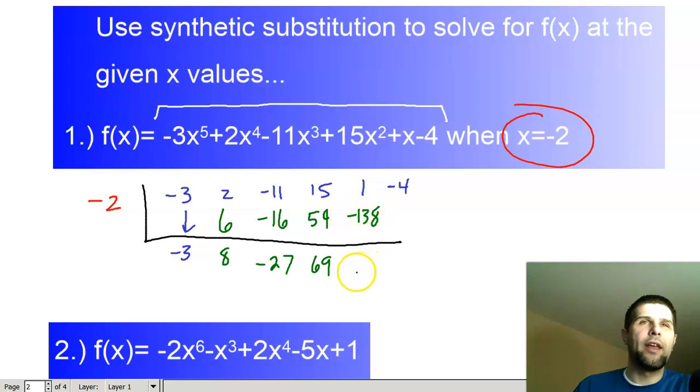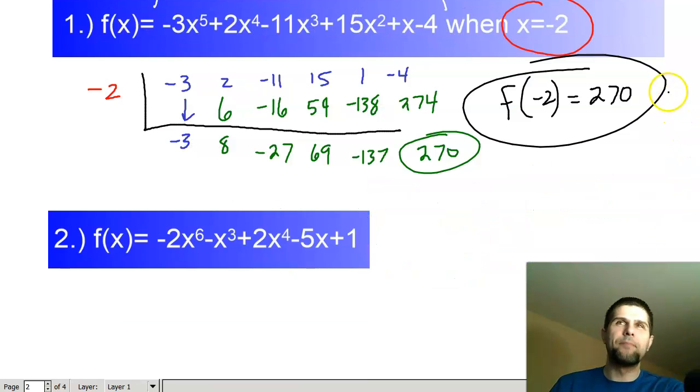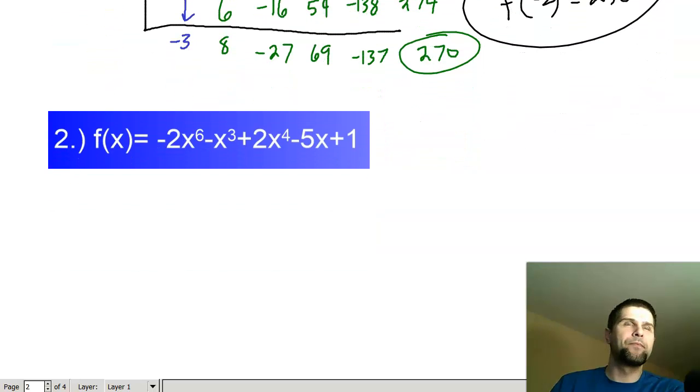So that'll be -138. If we add that up, we get -137. And again, if I multiply -2 times -137, that'll be 274. And if I add up -4 and 274, I should get 270 as my answer. So my final answer here would be, if I plugged in -2 into the function f, I'd get 270. All right, and then let's do the second one.